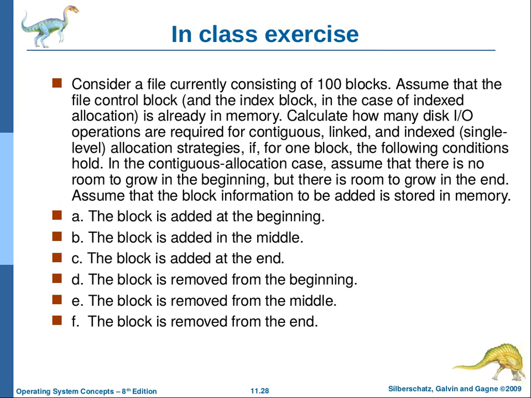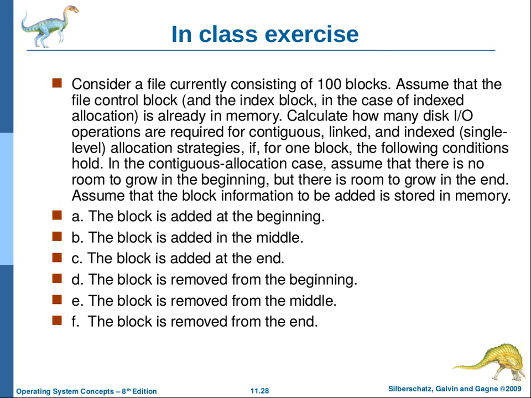So we have a file that has 100 blocks. All right, that makes it easy. Assume that the file control block, aka the index block in the case of index allocation, is already in memory. Calculate how many I/O operations are required for contiguous, linked, and index, single-level allocation strategy, if for one block the following conditions hold.